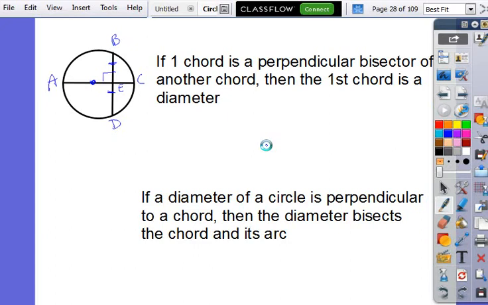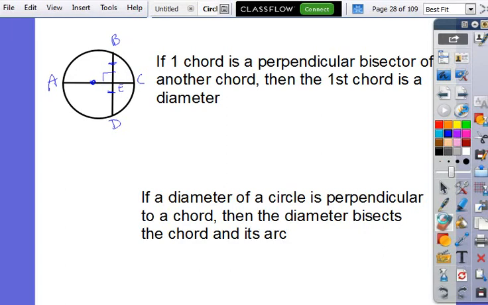Perpendicular means makes a right angle. Bisect means cuts in half. So if one chord makes a right angle and cuts the other one in half, then the first chord is a diameter. In other words, if you see this going through the center, and these two parts are equal, then that first one has to be a diameter, even if it's not marked. So if one chord is a perpendicular bisector, then it has to be a diameter.